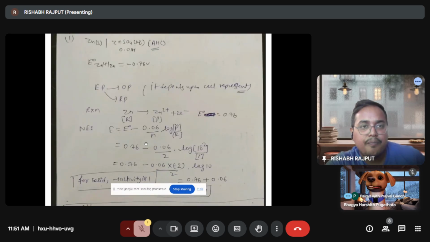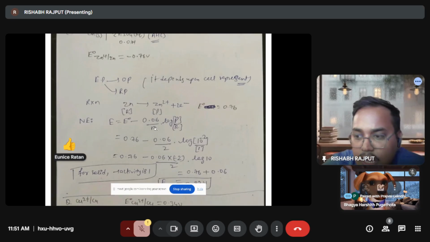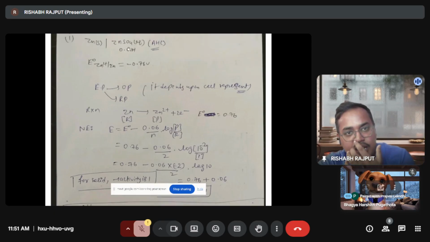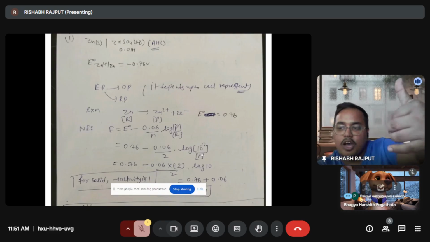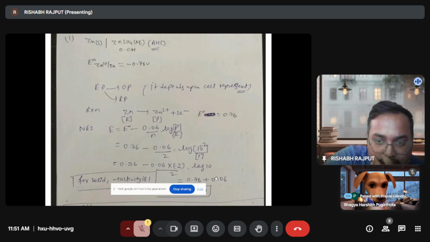Here n means the number of electrons you transfer in the chemical reaction, just write that. And P is the product concentration, R is the reactant concentration. The product concentration is given here, you can see, and the reactant is solid, that is why you take just one. For solid, I will take the concentration as one. Okay, now you can solve this. Now you will get this value.